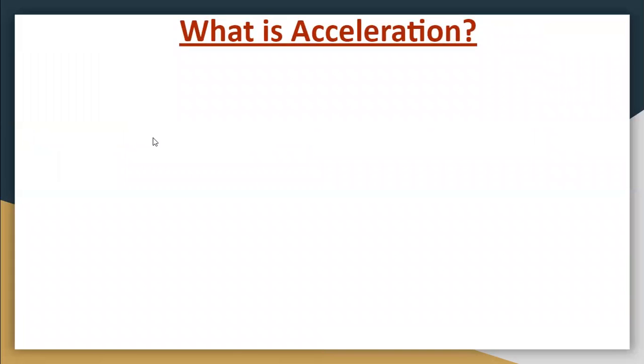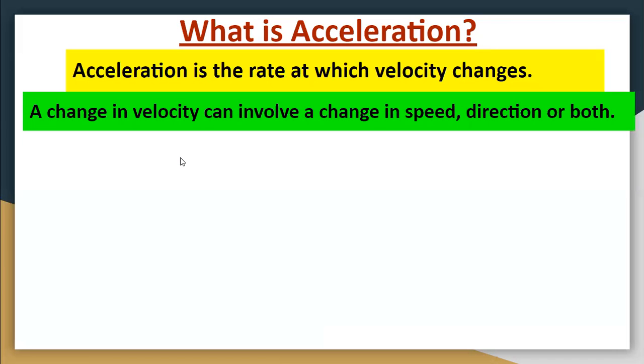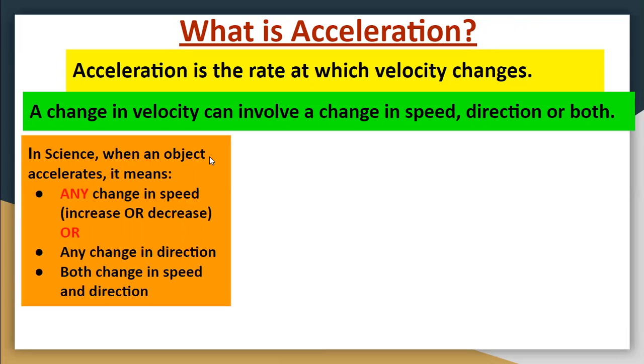What is acceleration? Acceleration is the rate at which velocity changes. Okay, what does that mean? Well, a change in velocity can involve a change in speed, a change in the direction something's going, or it could be both. So in science, when an object accelerates, it means any change in speed. So it could be an increase or a decrease. Sometimes you call that deceleration, but it's also known as negative acceleration. Or any change in direction is considered acceleration, or both a change in speed and direction is also considered acceleration.